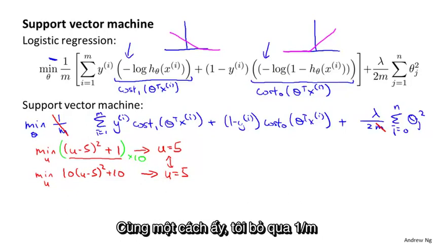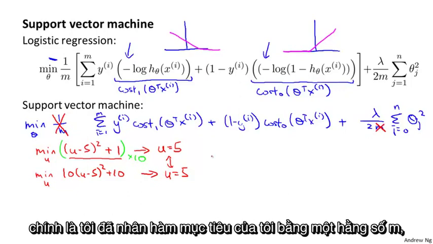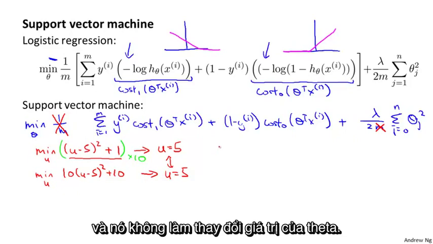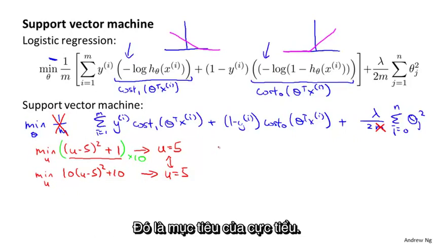In the same way, by crossing out this m, all I'm doing is multiplying my objective function by some constant m, and it doesn't change the value of theta that achieves the minimum.